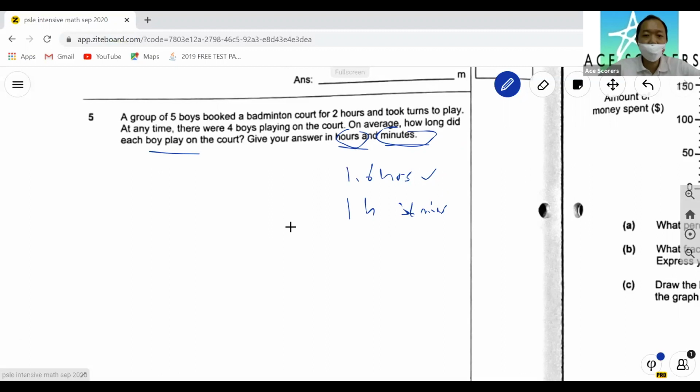Okay, but what's the reasoning? I took 2 times 4 and then divided by 5. You didn't do anything here. Never mind. You understand this one? No? Never mind. We wait first.